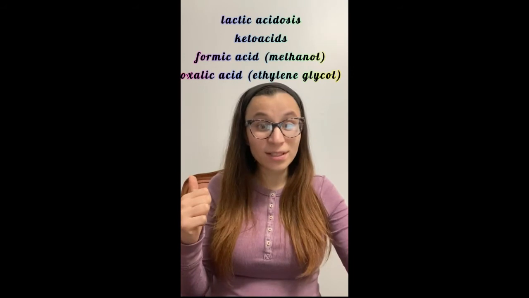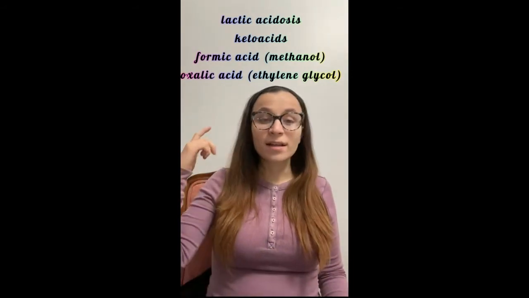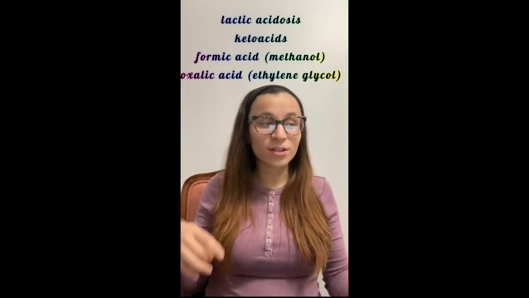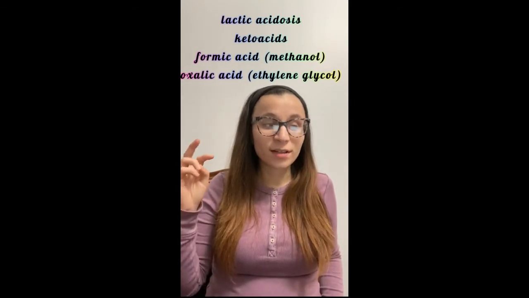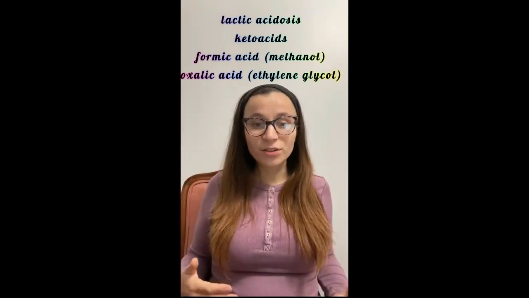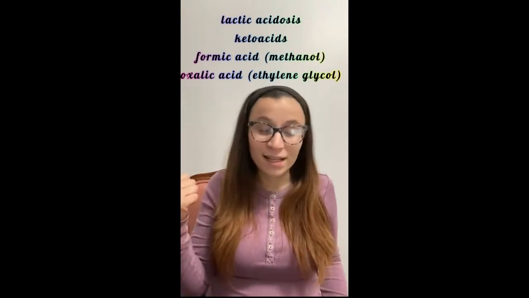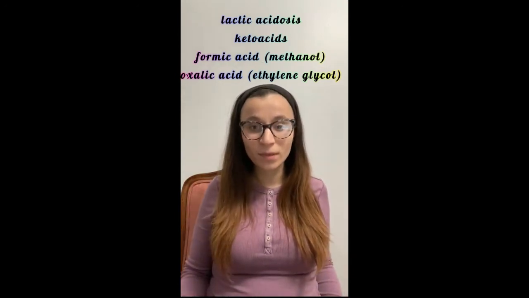The other ones consist of lactic acidosis, which is elevated in shock, etc. Ketoacidosis, which is elevated in DKA. Formic acid, which is methanol. And oxalic acid, which is ethylene glycol. So if you're having a high anion gap, it could be for those reasons, like lactic acidosis is too elevated, ketoacidosis is too elevated, etc.